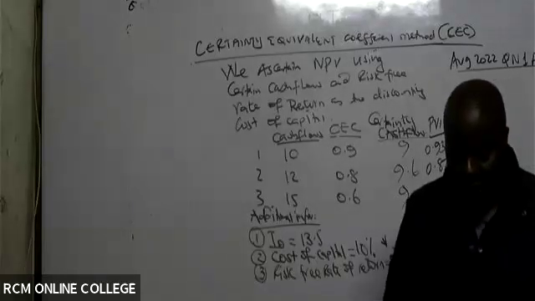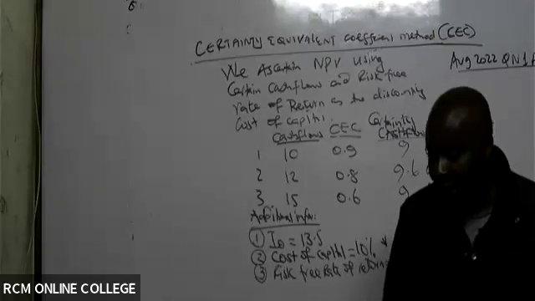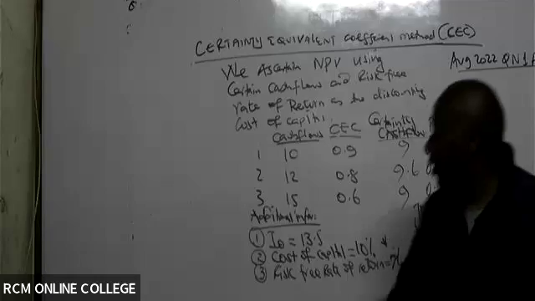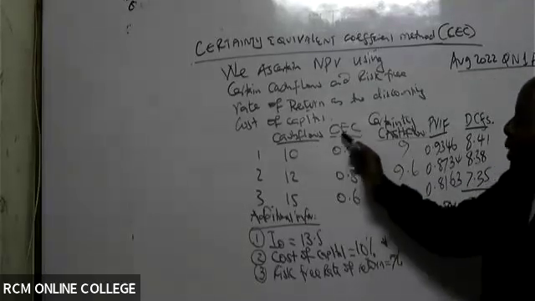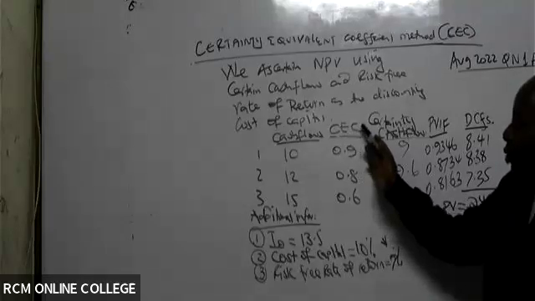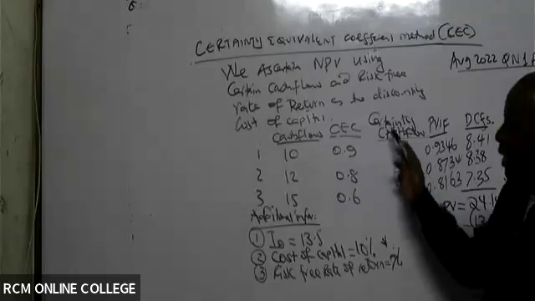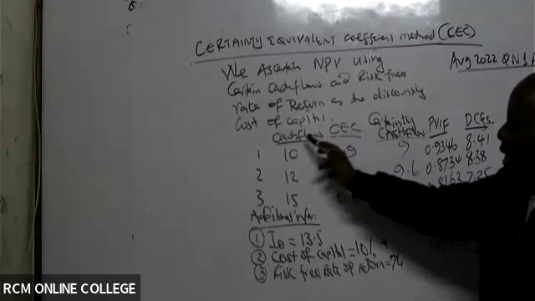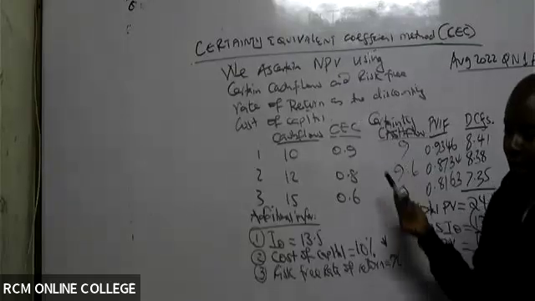If you get bad examiners, how do you get certainty cash flows? You're given these cash flows, so you multiply them with the certainty equivalent coefficient, like 10 times 0.9 gave us 9. So to get certainty cash flows, you take the cash flows times the CEC.